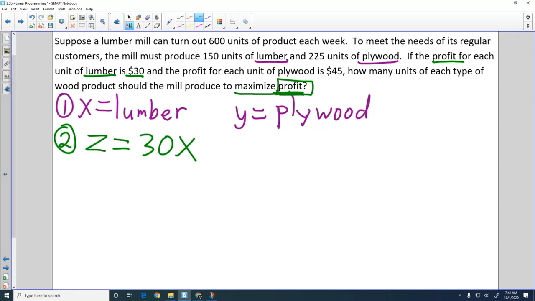But that's not the only way I make a profit. I also make a profit from the plywood I sell, right? What's the profit on plywood?